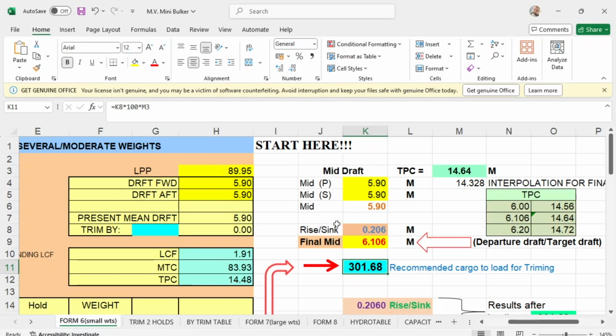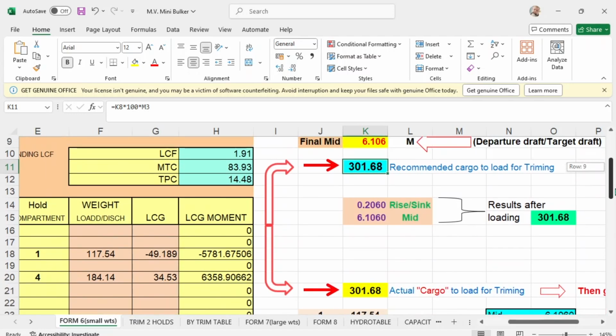This is the formula: K8, which is the sinkage, multiplied by 100 times your M3, which is your TPC. How to get this TPC is from your departure drop of 6.106. You interpolate the TPC for this departure drop, and this will be 14.64. So again, K8, which is your sinkage of 0.206, times 100 times your M3, which is your TPC of 14.64, and the value would be 301.68. That will be the remaining cargo.